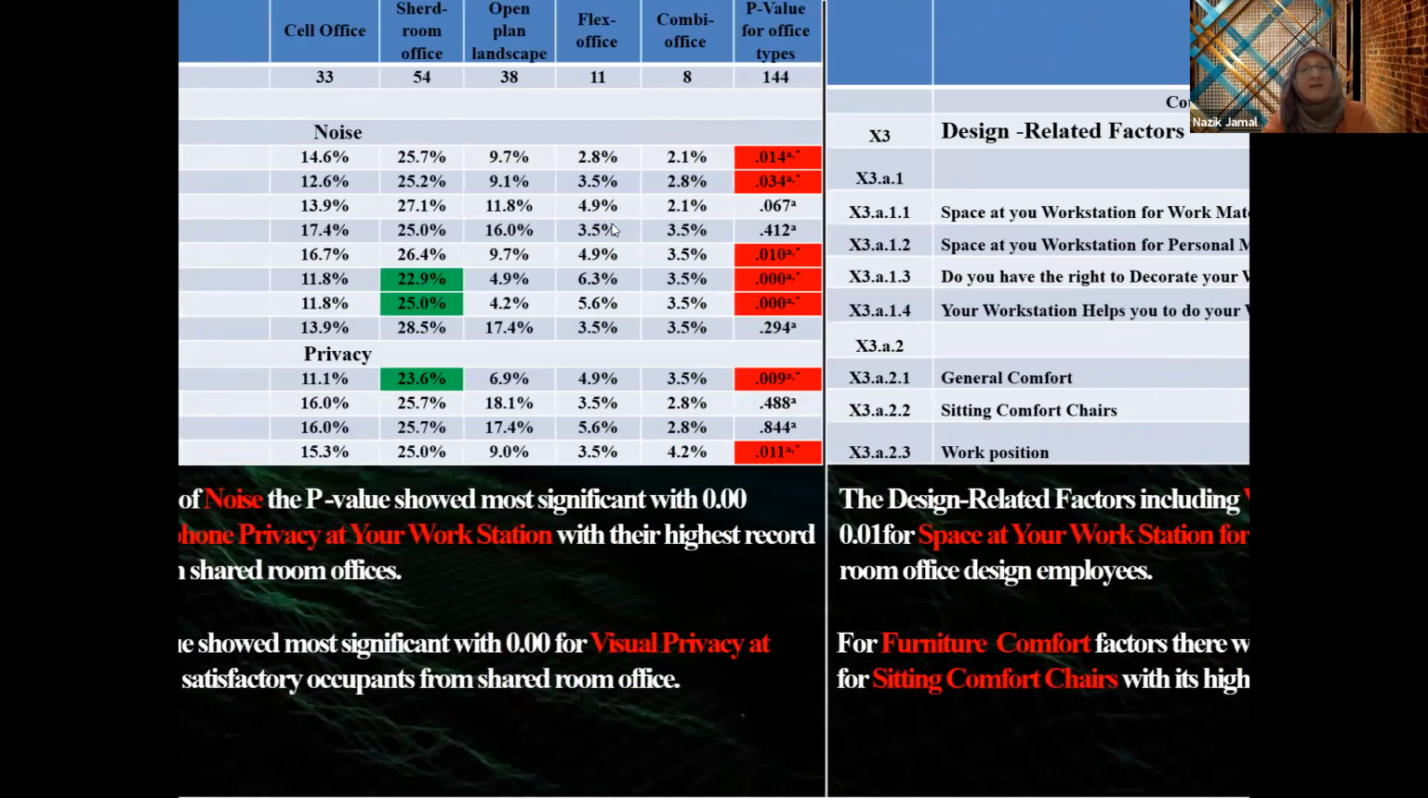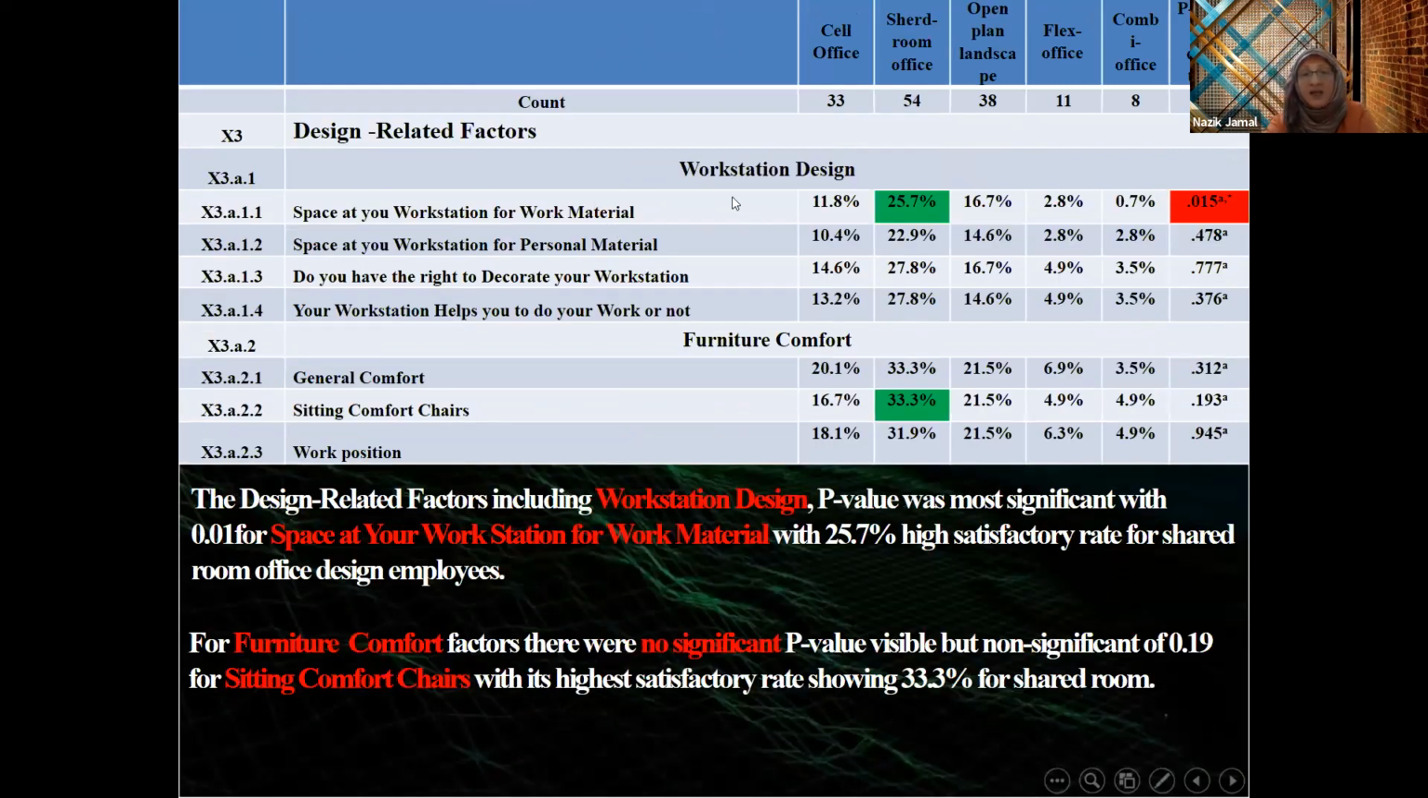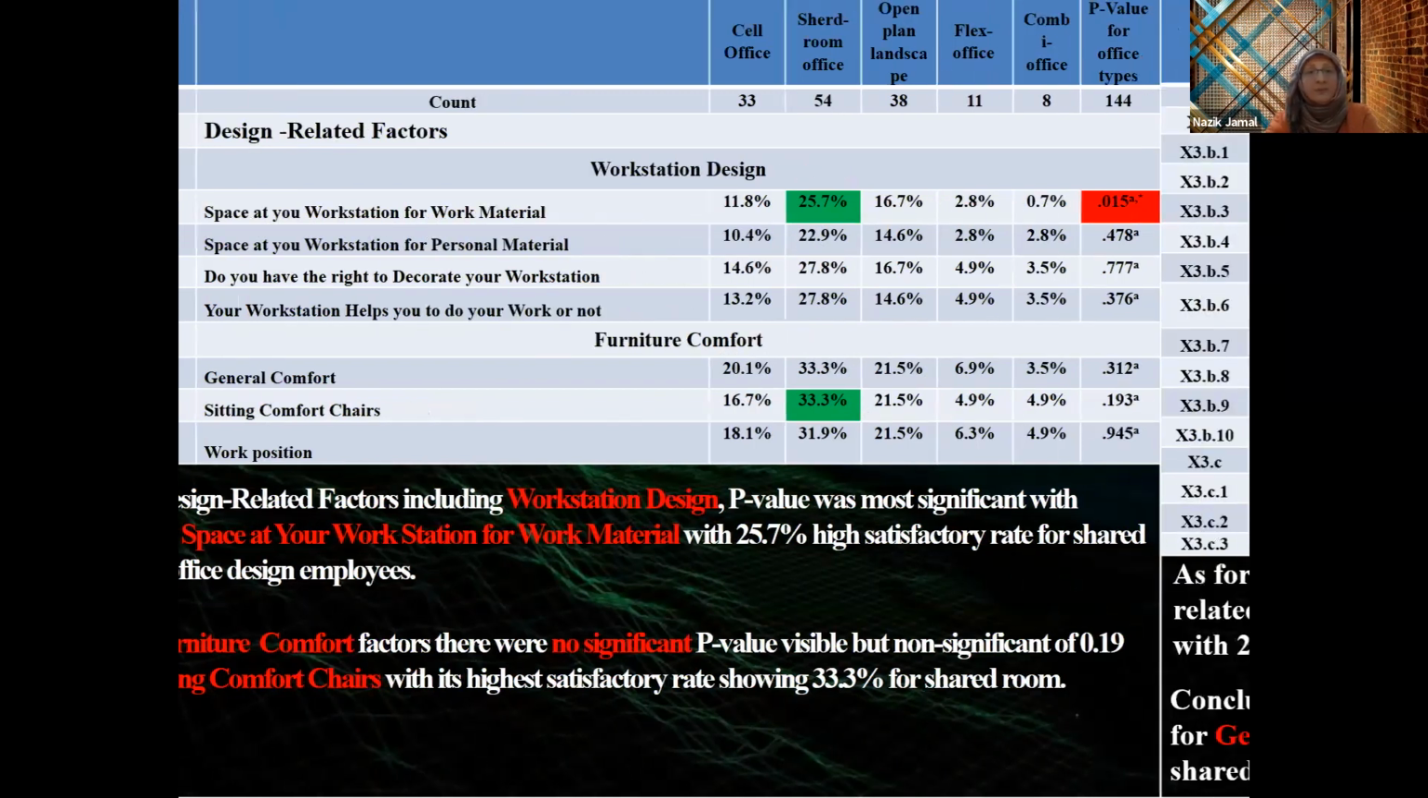For the last main factor, which is the design-related factor, we have workstation design with the most significant p-value of 0.01 for the space at your workstation for your work material, with 25.7% in the shared room. We can see here it's obvious there is no significant p-value in the furniture comfort, with a non-significant 0.09 for the sitting comfort chair, with 33.3% in the shared room.